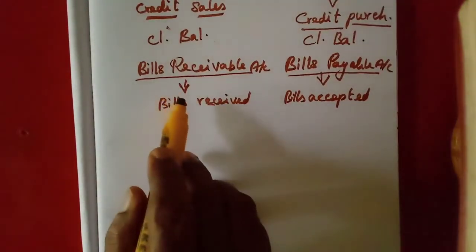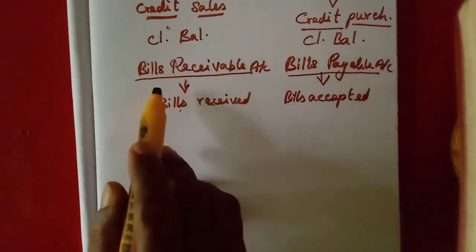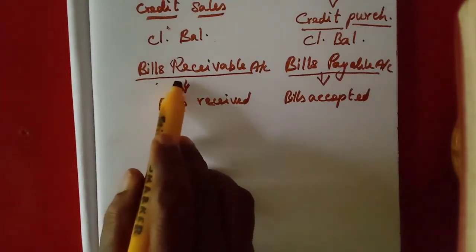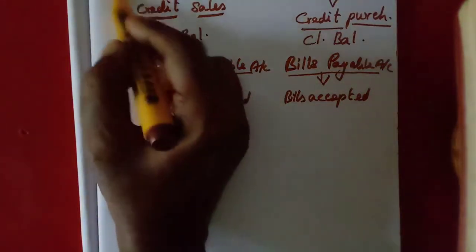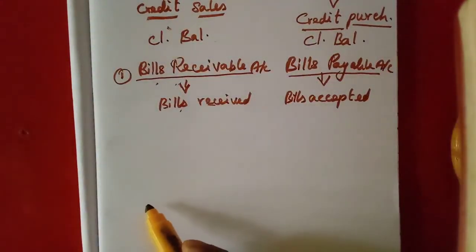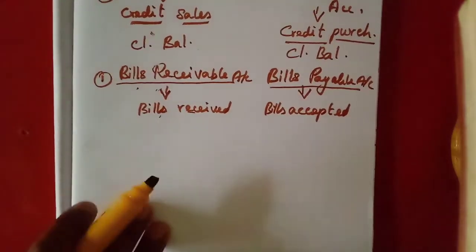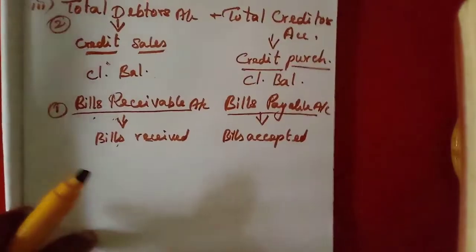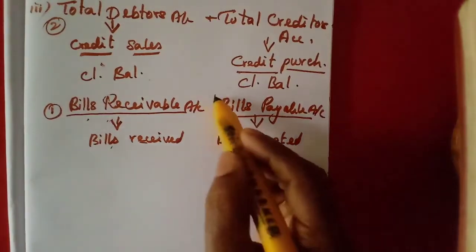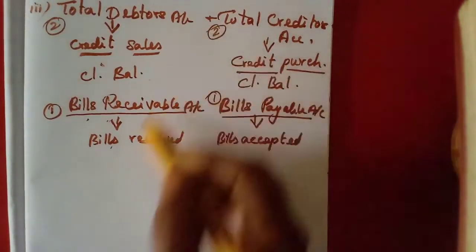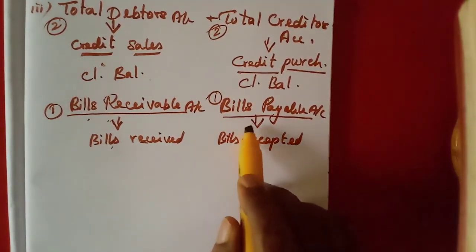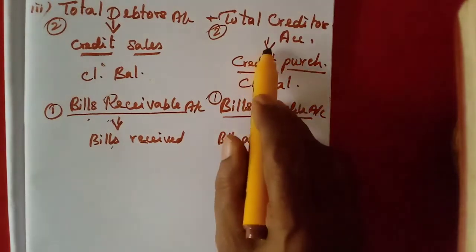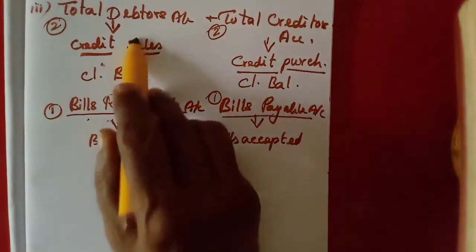Okay, here I will tell you one more thing. Sometimes they will give the details of debtors and bills receivable. First we should prepare this one. Second only we have to prepare the total debtors account. In the same way, there are some problems. If they give both the details, first we should prepare the bills payable account. Second we should prepare the total creditors account. Because one of the items will be entered from here in this account. From here we will enter in this account.